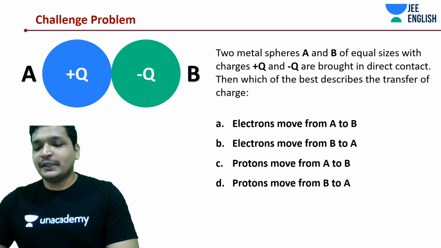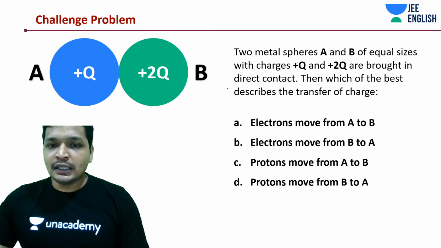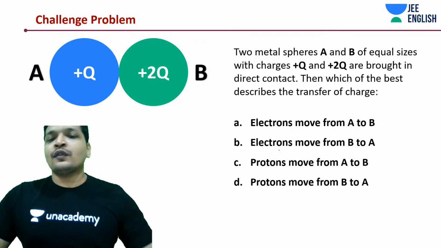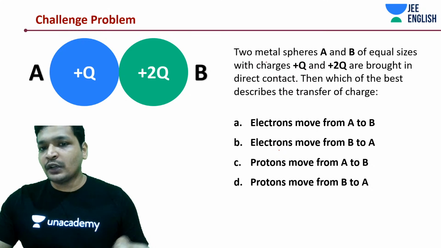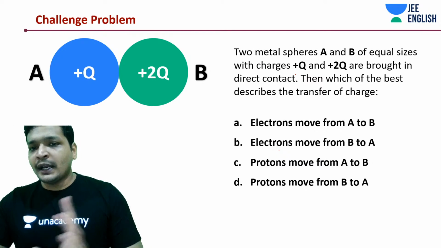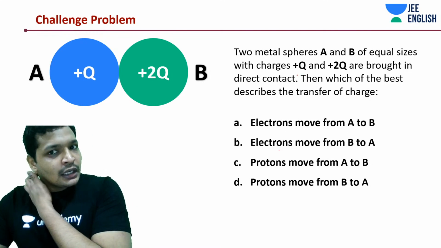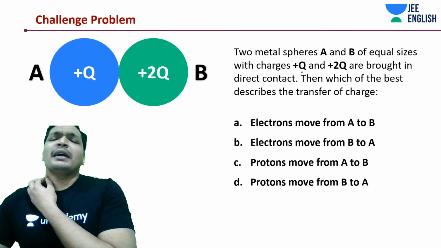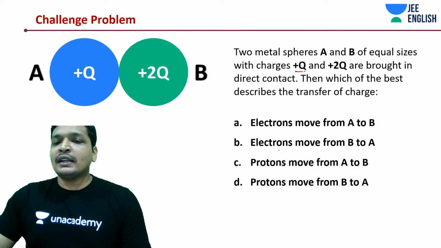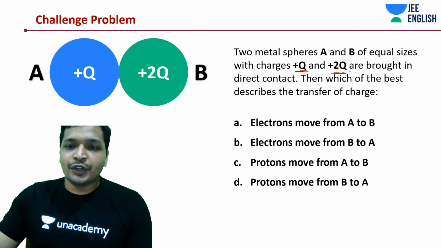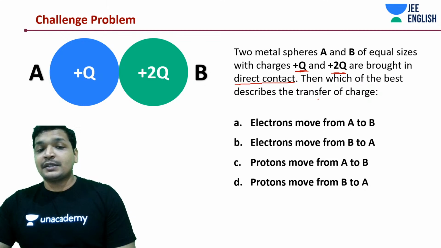There is a sphere A and sphere B. They are brought in direct contact. So what happens after that? Now try to answer this question. You have two identical spheres of equal sizes, equal masses, everything. Only the size and the kind of material matter. Coming to your exams, they should be of equal sizes, and one is plus q and the other one is plus 2q. They are brought in direct contact. Then which of the following best describes the transfer of charge?